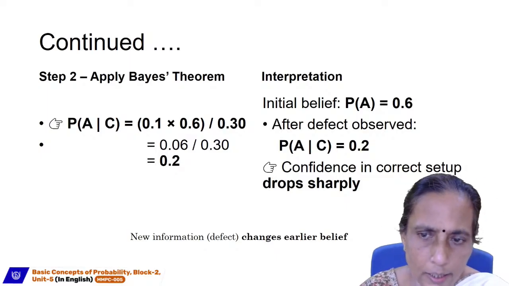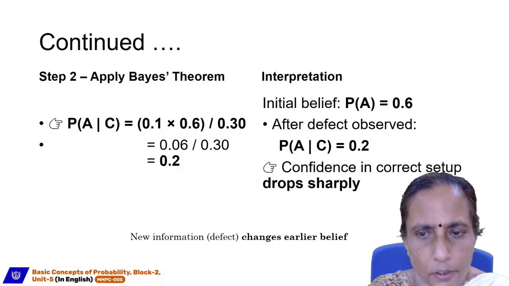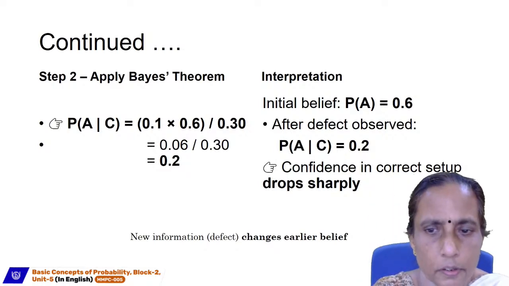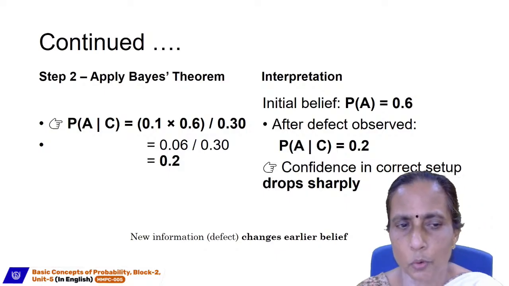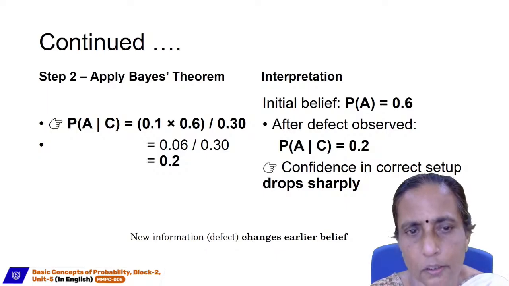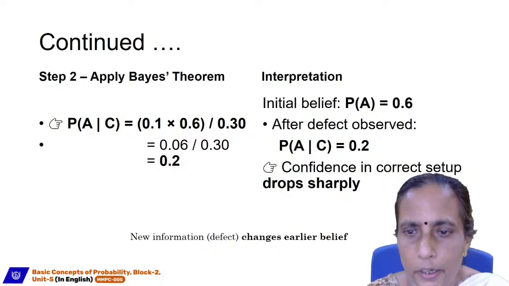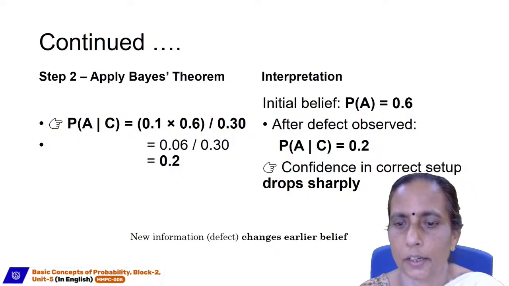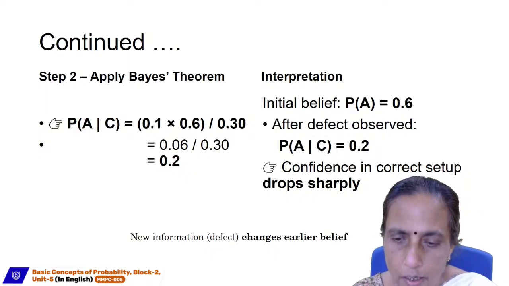Initial belief is that the probability of A is 0.6, and after defects are observed, the probability of A given C is 0.2. That means when we have observed further information, we have updated the probability with the correct setup, and the probability of getting the defects has come down sharply. That is how the new information, defects, changes the earlier belief.